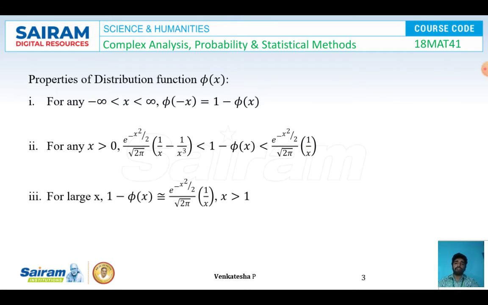Properties of the distribution function Φ(x). The first property is, for any minus infinity < x < infinity, Φ(-x) = 1 - Φ(x).